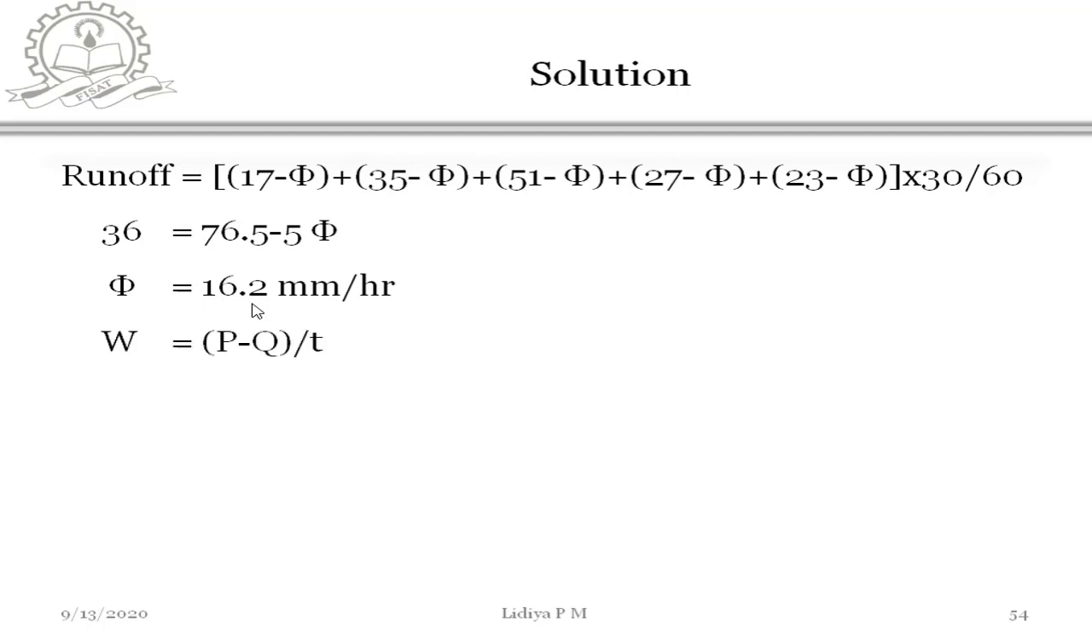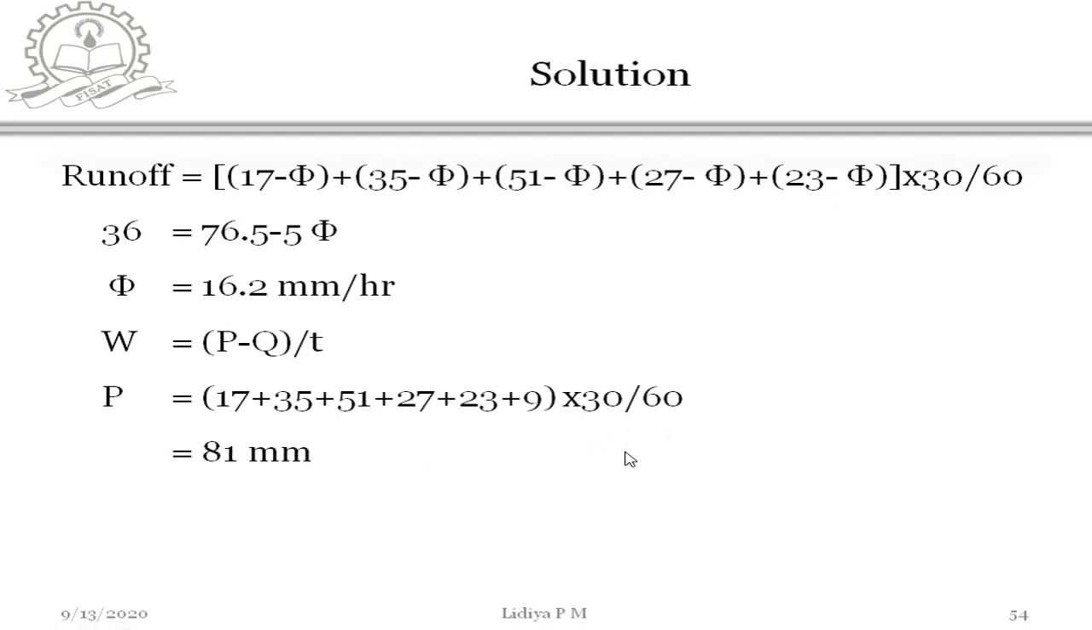Then next one, W. W is equal to P minus Q by T. What is the value of P? P you have to calculate. P is equal to 17 plus 35 plus 51 plus 27 plus 23, and converting the minutes into hours, because it is given for 30 minutes interval. It is 81. So W is equal to 81 minus 36, that is the runoff, divided by 3. That is the total duration of time, it is 3 hours. Duration of rainfall it is 3 hours. So we are getting it as 15 mm per hour. So this represents the W index.